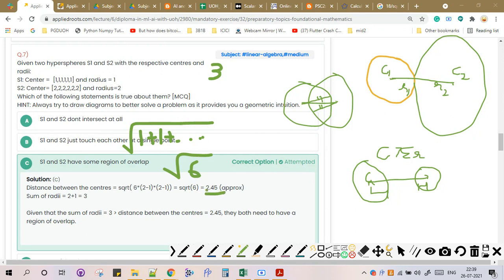It is nothing but 2.45, and 2.45 is less than 3. So this is the case, right? If it was exactly 3, that means they are touching each other at a single point. If this distance was greater than 3, let's say 4, then they don't intersect at all. But here the distance is less than 3, that means the distance between the centers of the two circles is less than the summation of the radii r1 and r2. That means S1 and S2 have some region of overlap, right? So this is the answer.